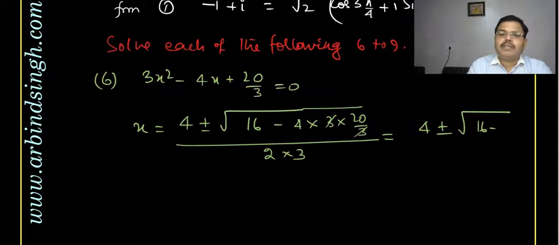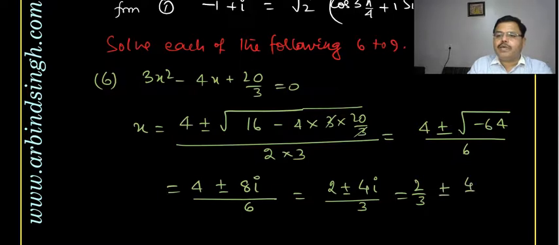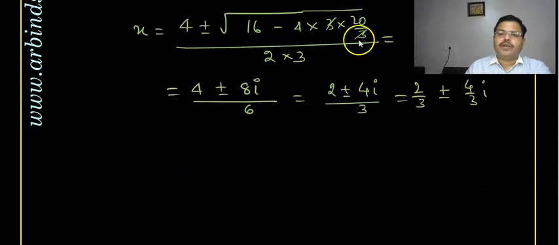So 16 minus 80 is minus 64. We can write directly, that is minus 64, and minus 64 divided by 6. So we can write 4 plus minus 8 iota divided by 6. If I take 2 common, this will be 2 plus minus 4 iota divided by 3, and that is 2 plus 3 plus minus 4 by 3 iota, and this will be the answer of this question. I hope you got it.